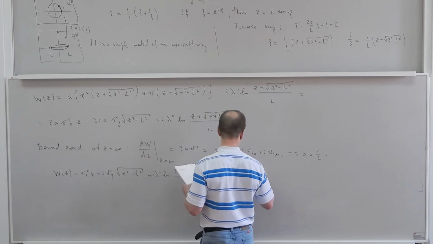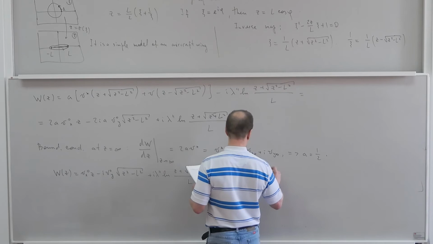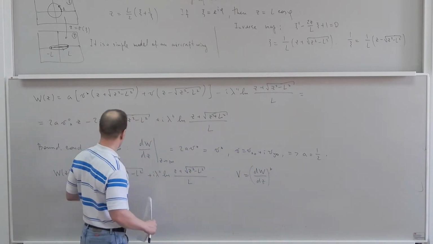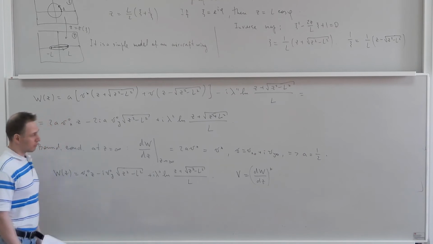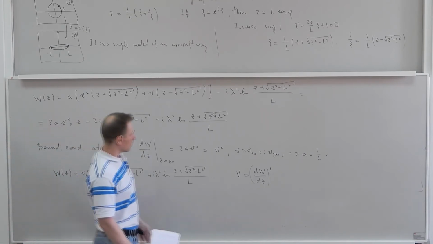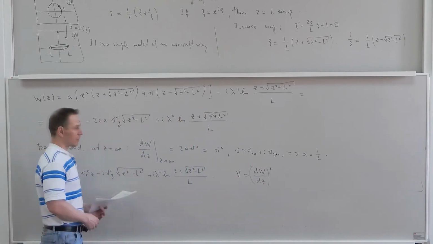The velocity field is merely the derivative of this potential with respect to z, which can be easily found, and then one needs to take the complex conjugate. So we have completely solved our problem.